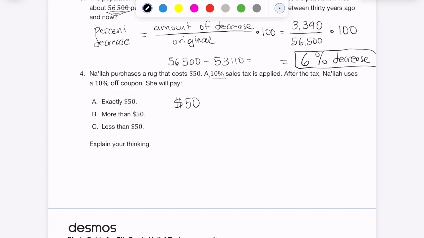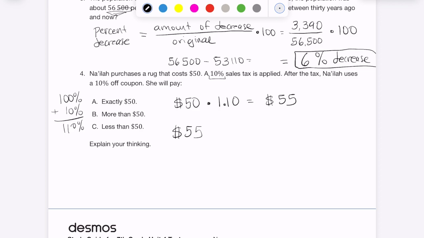And then a 10% sales tax is applied. That means it's getting 10% more expensive. So you could do this in 2 steps, but I'm kind of going to skip to this. So I'm going to do $50 times 1.10, right? Because it's like 110%. And then that's going to tell me that after the tax is applied, now I have to pay $55. But then 55 is now my new original.